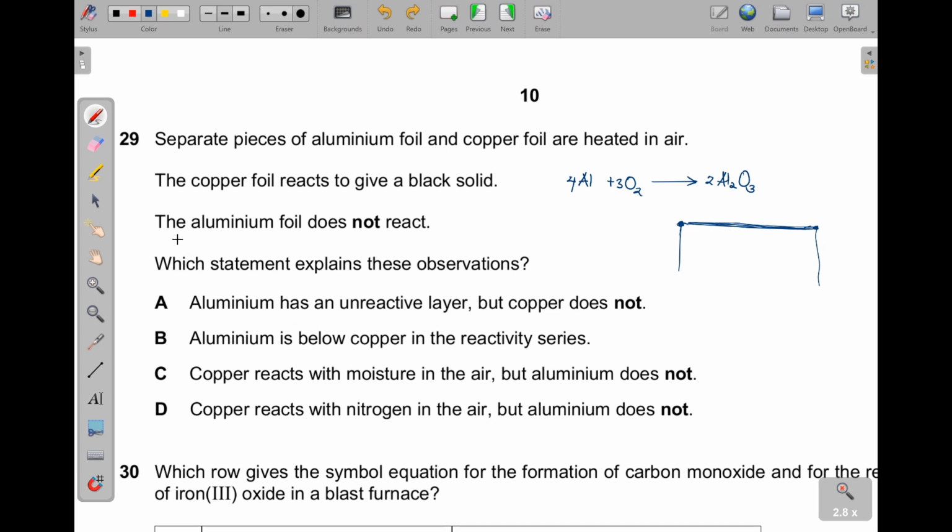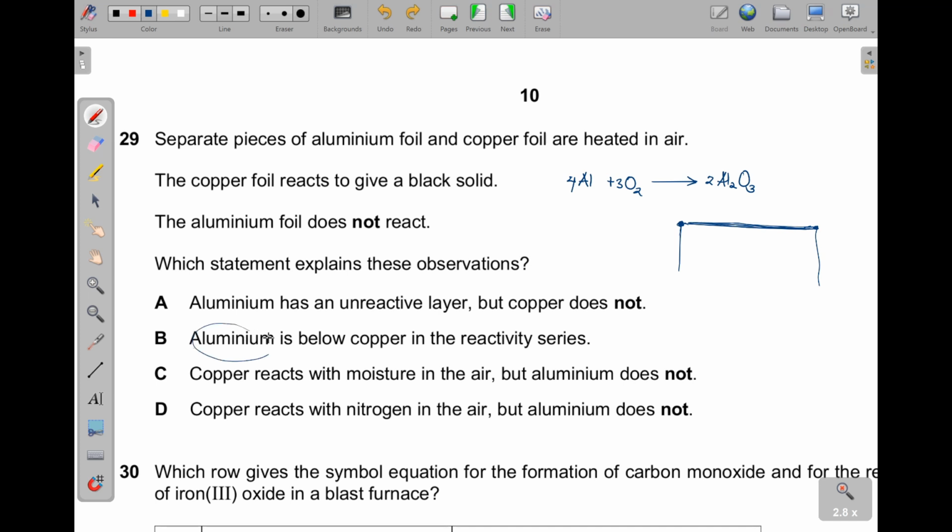Now, which statement explains these observations? A: aluminium has an unreactive layer, but copper does not. That is the aluminium oxide which I've talked about. But let's look at this. Part B, aluminium is below copper in the reactivity series. No, aluminium is actually way above copper in the reactivity series.